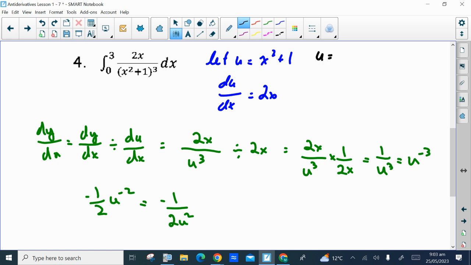So our upper limit when x is 3, again knowing that u is x squared plus 1, our upper limit in terms of u would be 10. Our lower limit would be found by letting x equal 0. So it'll be 0 squared plus 1. So there's our lower limit in terms of u. So again, we can keep this expression in terms of u, but now we have to do it from u equal 1 to u equal 10.